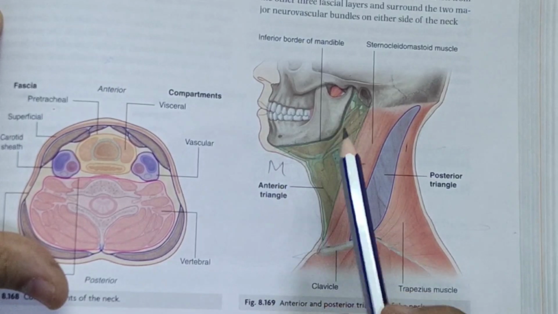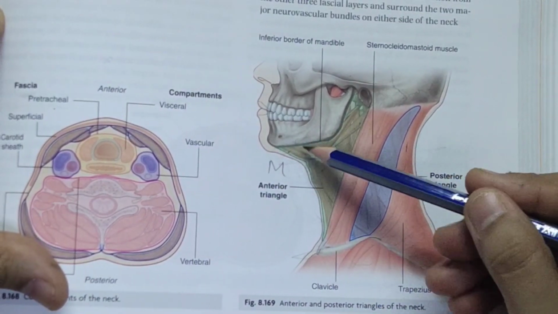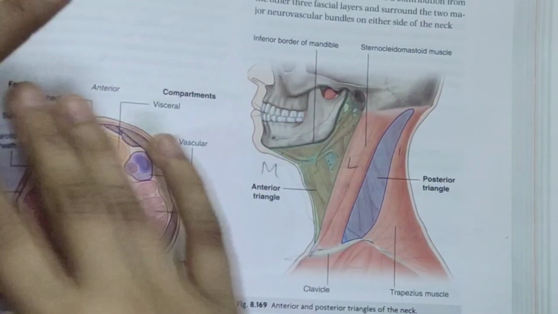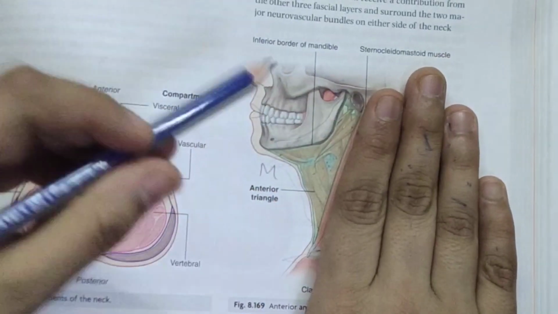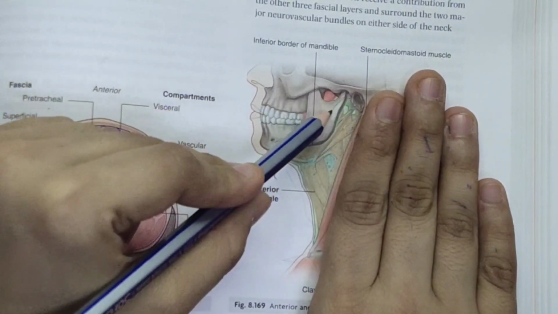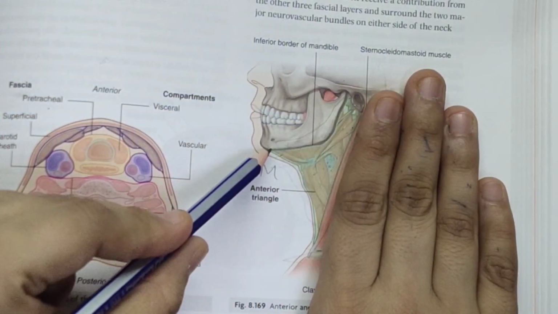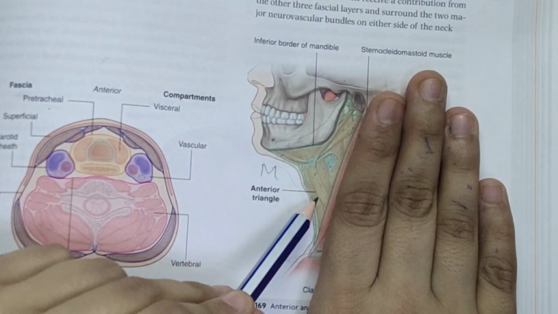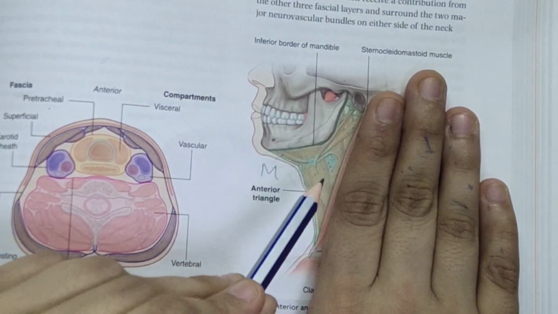And medially will be the midline of the neck. So these three boundaries: laterally the anterior border of sternocleidomastoid muscle, then superiorly the inferior border of the mandible, and medially the midline of the neck. These make the anterior triangle of the neck. This is the anterior triangle of the neck.